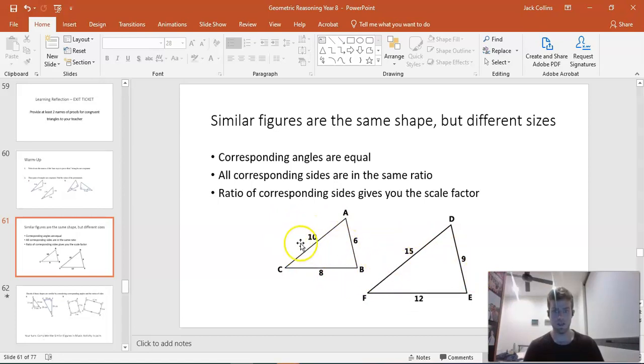The other thing you can do is take the smaller triangle. Once you've found the scale factor for one, see if it works for the others. The scale factor for 10 to 15 is 1.5. 10 times 1.5 is 15. 8 times 1.5 is equal to 12. And then 6 times 1.5, so increasing by another half, would be 9. So that is how you're going to identify similar figures.